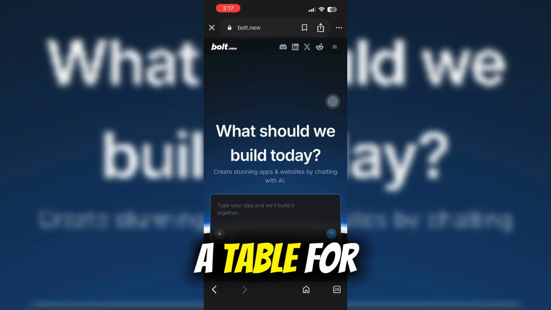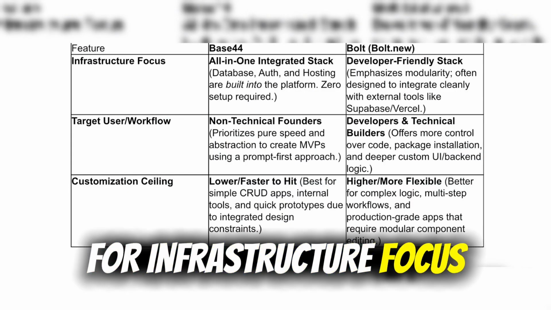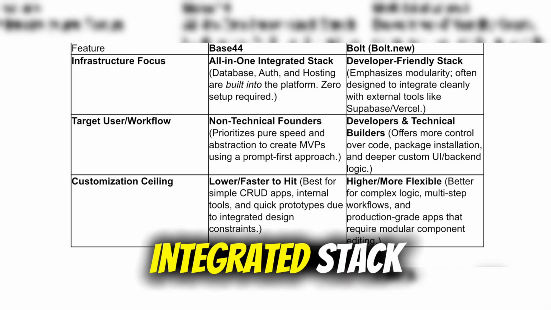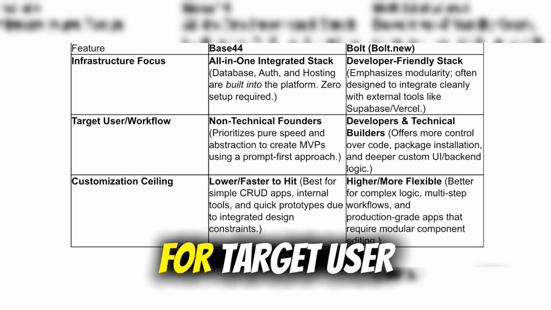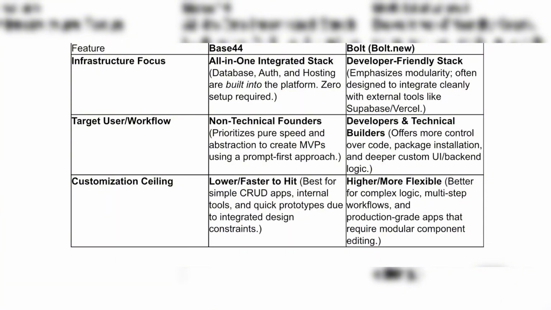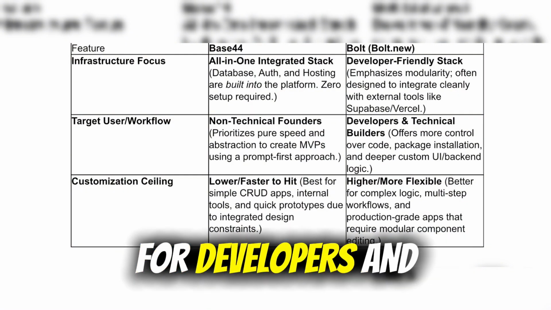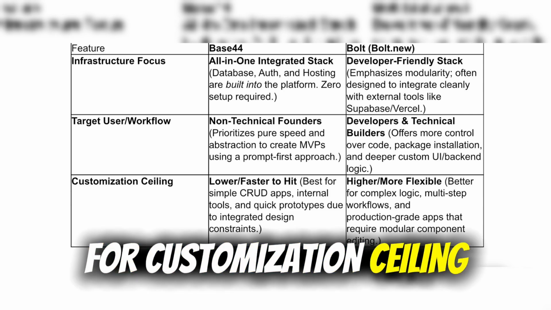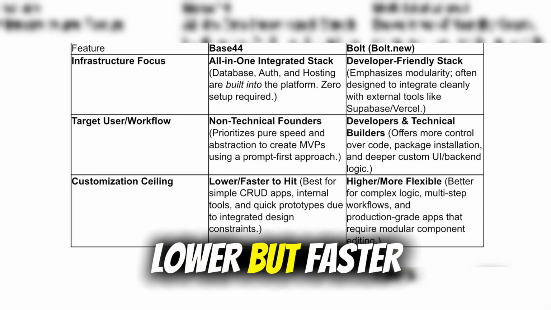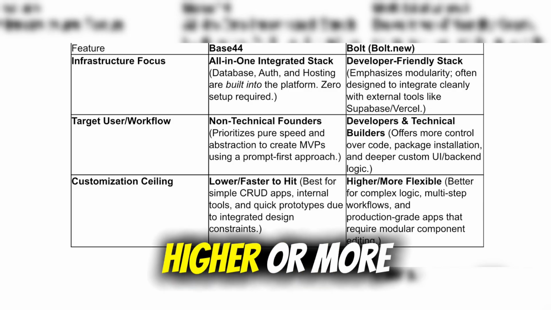Now, here's a table for a concise comparison. For infrastructure focus, Base44 is an all-in-one integrated stack, while Bolt is a developer-friendly stack. For target user workflow, Base44 is for non-technical founders, while Bolt is for developers and technical builders. For customization ceiling, Base44 is lower but faster to hit, and Bolt is higher or more flexible.